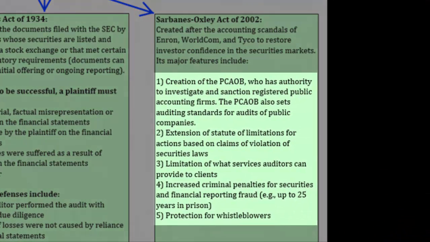Sarbanes-Oxley caused the creation of the PCAOB, which has authority to investigate and sanction registered public accounting firms. The PCAOB also sets auditing standards for audits of publicly traded companies. It extends the statute of limitations for actions based on claims of violation of security laws. There's a limitation of what services auditors can provide. There are increased criminal penalties for securities and financial reporting fraud. And then finally, the Sarbanes-Oxley Act of 2002 provides protection for whistleblowers.